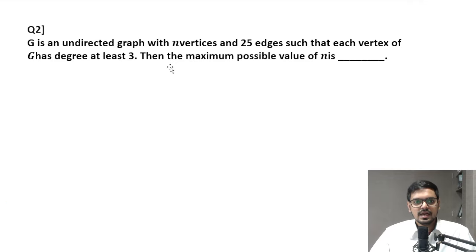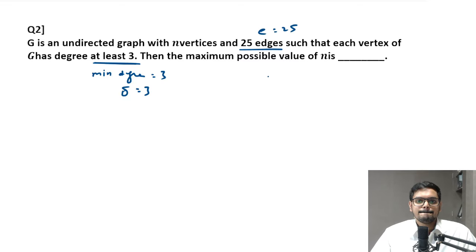Tried? G is an undirected graph with n vertices and 25 edges such that each vertex of G has degree at least 3. The maximum possible value of n is? Okay, which theorem to use? No theorem is mentioned, but they are saying G has degree at least 3. Minimum degree is 3, delta is 3. E is 25. n is the number of vertices, and you have to find the maximum possible value of n.